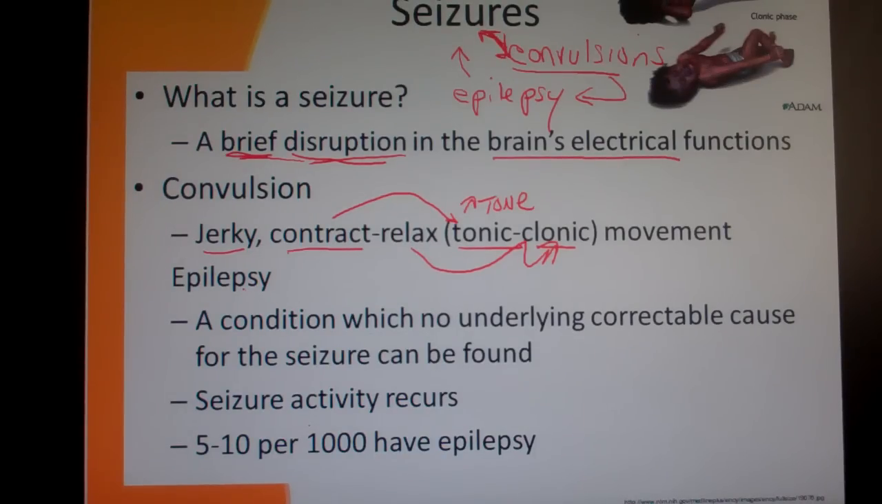So again, epilepsy itself is a condition in which no underlying correctable cause for the seizure can be found. So you can't say that he has, whatever, meningitis or something like that, because you can have seizures with meningitis, but you don't have epilepsy because there's actually a cause to it, and it has to be correctable too. With epilepsy, all it really means is that seizures keep happening over and over again.